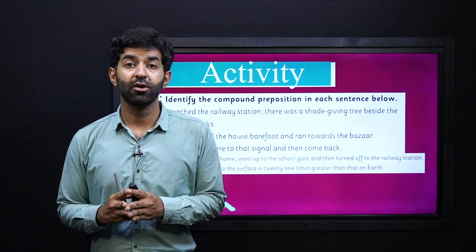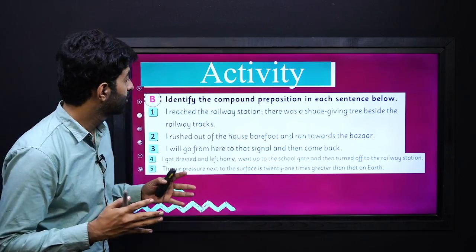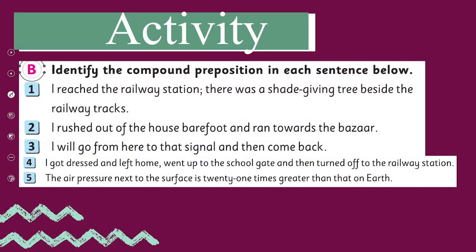All right, students, get ready for this activity about compound prepositions. So let's talk about it. You have to identify the compound preposition in each of these sentences below. Number one, "I reached the railway station. There was a shade-giving tree beside the railway tracks."